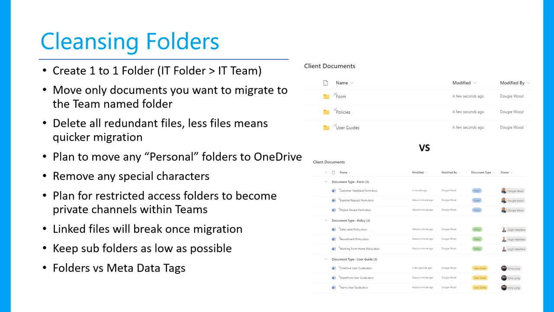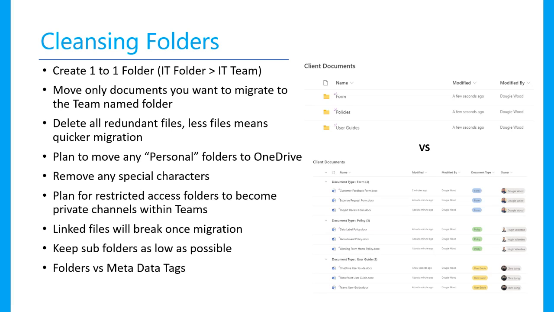Plan to move any personal folders into OneDrive. Like I was talking about OneDrive before, don't plan on moving them into Teams, and don't plan on moving them into SharePoint. Plan on moving them into specific OneDrive areas. And you want to ideally remove any special characters. Now, nowadays most of the migration tools can cope with special characters, but there's no harm in just removing them, and then you know for certain that you're not going to run into any issues when migrating.